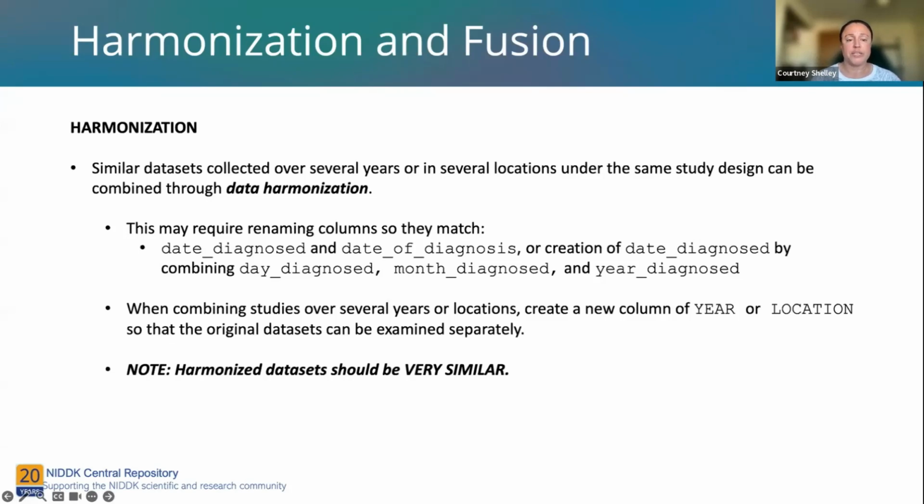And probably what you're going to need to do is change some column names so that the column names match, or you might need to change some of the label coding, that type of thing, so that everything matches. But otherwise, you're not needing to work too hard to interpret two different types of data sets. They should have been collected under similar methods and collecting similar data. When you're combining several studies over several years or locations, it's a really good idea to create a new column that captures that year or that location, so you can also go back and study the original data sets.